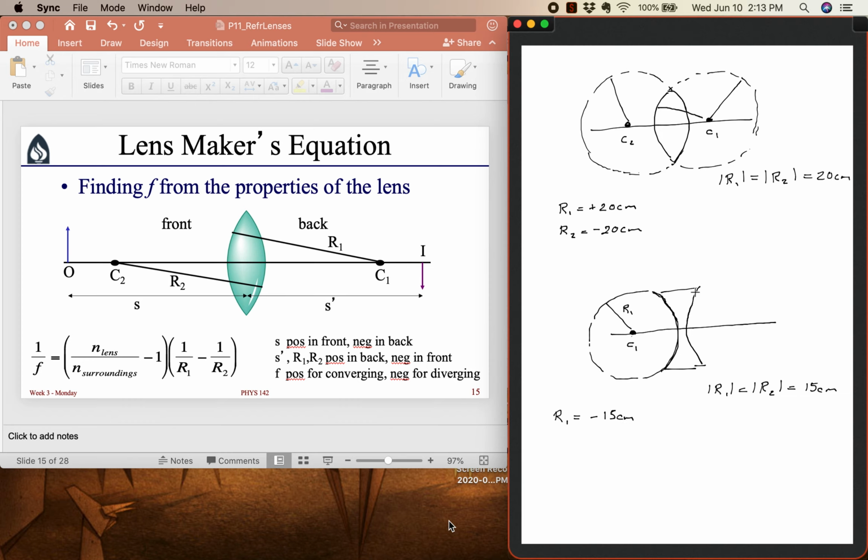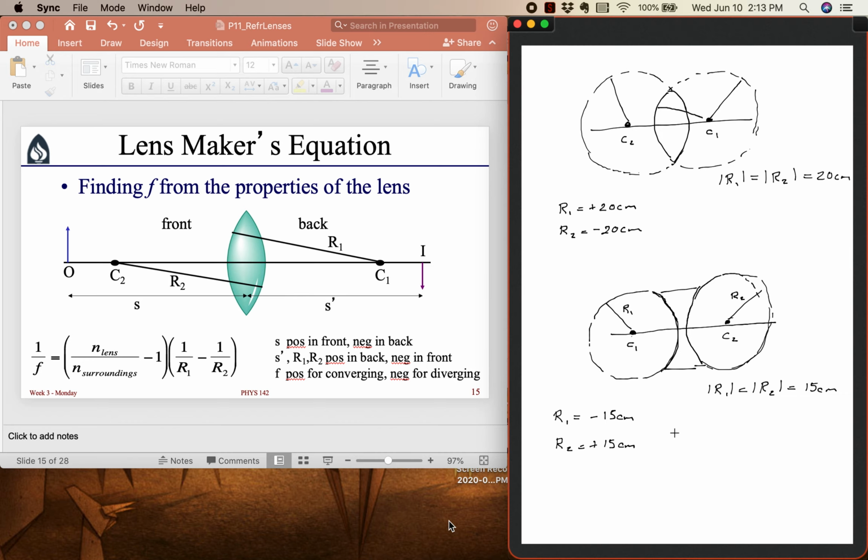Then we look at the back side of the lens to figure out what R2 is. If we continue this side around, this center of curvature will be back here. Since this surface has its center in back of the lens, the associated radius of curvature R2 is going to be positive, because whenever a center of curvature is in back, the radius of curvature is positive according to our sign convention. So R2 is going to be a positive 15 centimeters.